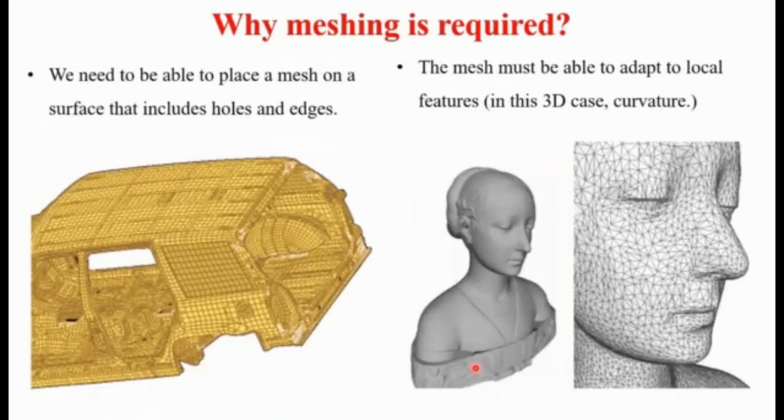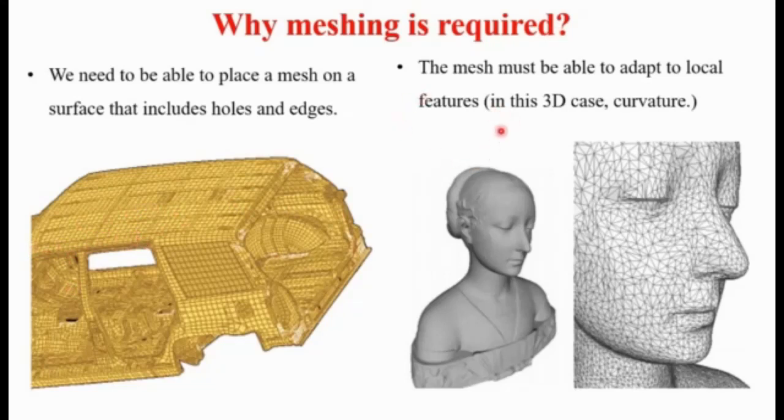Then again, we need to be able to place a mesh on a surface that includes holes and edges. Here we can see a 3D object that has some holes and surfaces, so sharp edges are also there. In such cases, the meshing should be done properly, with fine meshing at the edges.